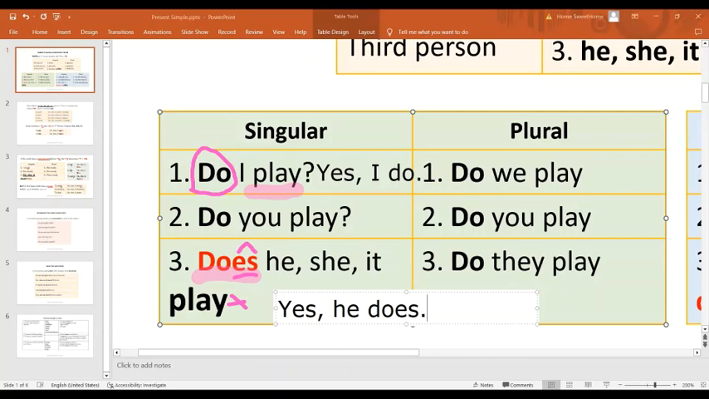Yes, short answer. These are the short answers. Yes, she does. Not do, does. Yes, he does. Yes, she does.